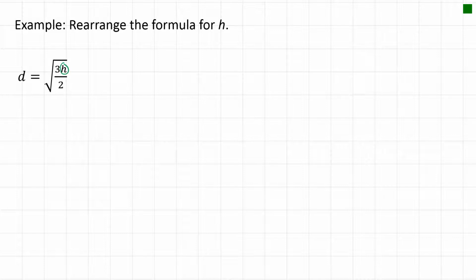So to solve this equation, what would we do? So we have d equals the square root of 3h over 2. And to solve it, we're going to square each side of the equation so that h is free and not stuck underneath that radical anymore. So on the left-hand side, I have d squared. On the right-hand side, my radical goes away, and I have 3h over 2.